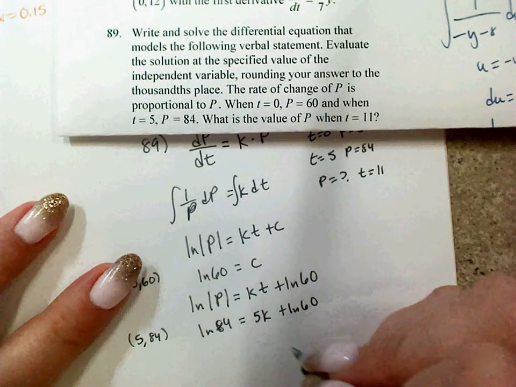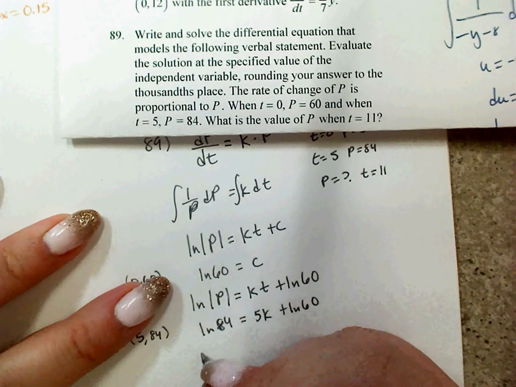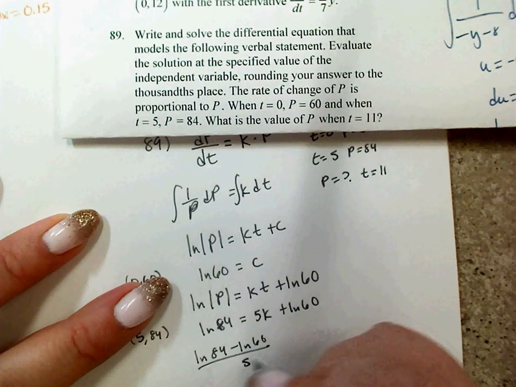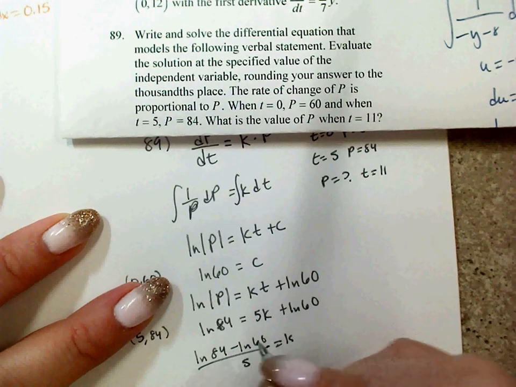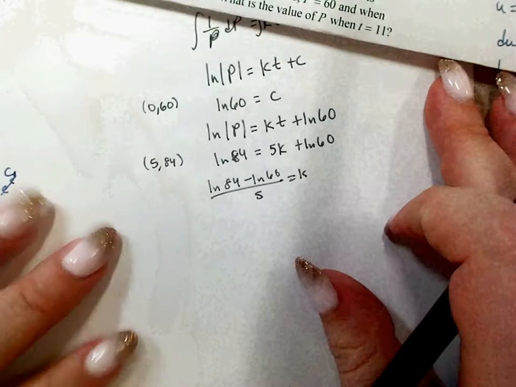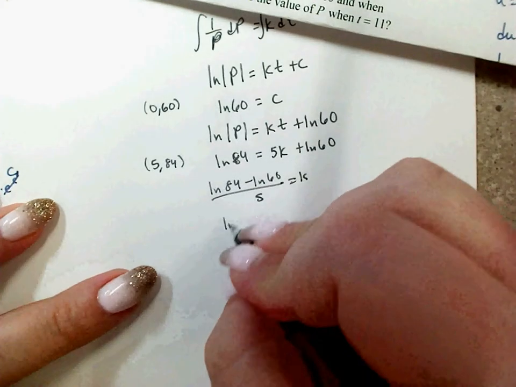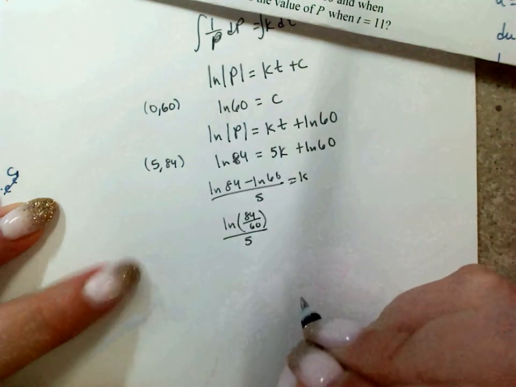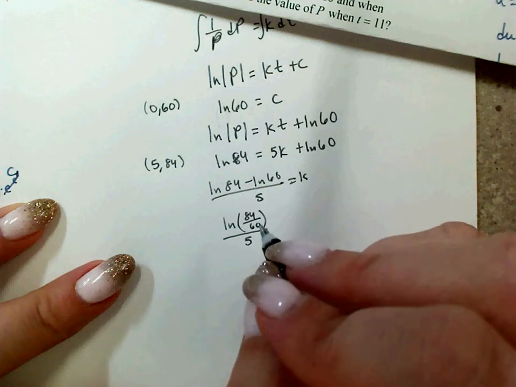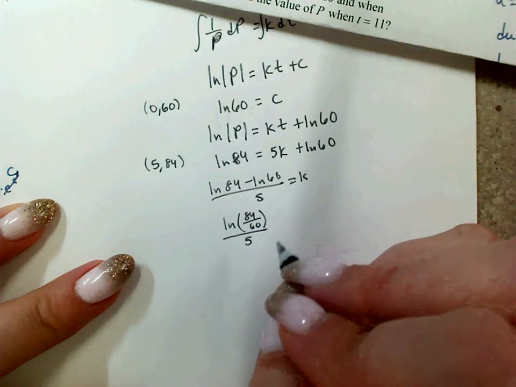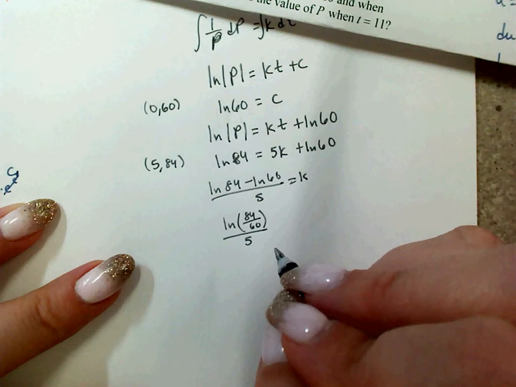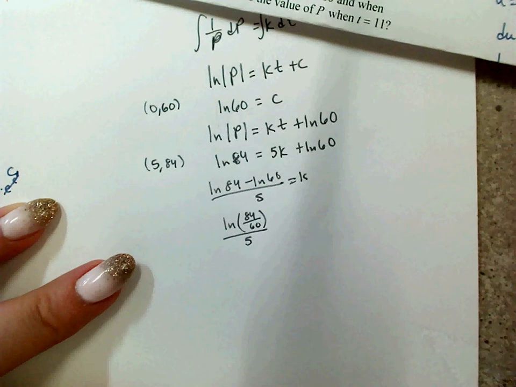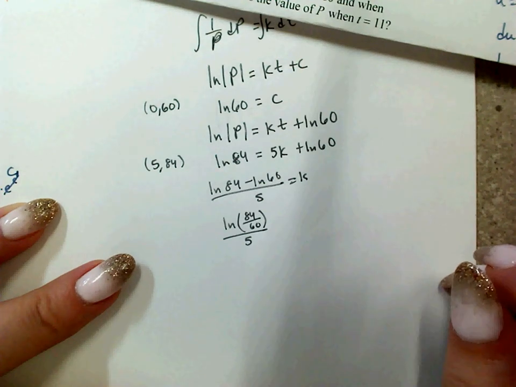So natural log of 84 minus natural log of 60, all divided by 5 equals k, which is the same thing as natural log of 84 divided by 60, divided by 5, or 1/5 that. 84 divided by 60 is 42/30, so 21/15. So 7/5. 7/5? Yeah, times 12. Yeah, that makes sense. So 1/5 natural log of 7/5.